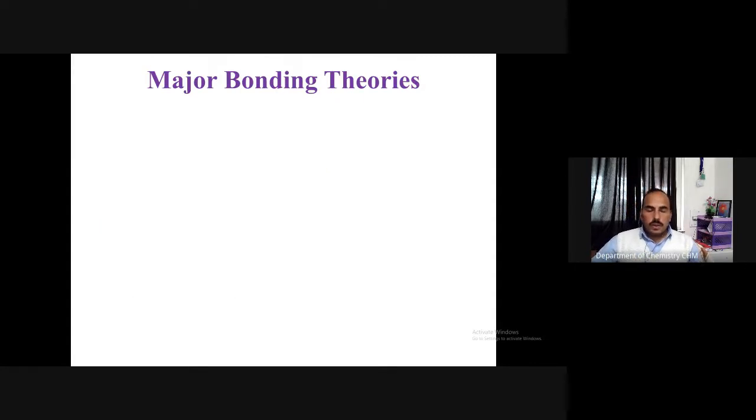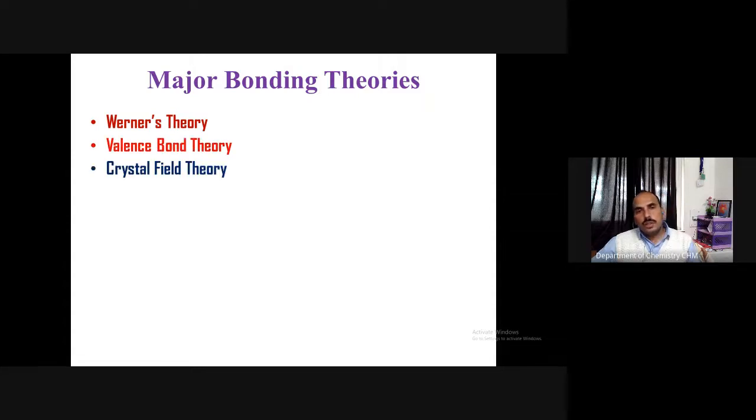Now, after that introduction, we can come to the major bonding theories. What are the major bonding theories? I told you: Werner's theory, Valence Bond theory, crystal field theory, of course, and molecular orbital theory. We'll be discussing all four in the next few lectures, however many it takes. All right, why do we need these theories? So many theories, why do we need them? Why not just one? We need them because transition metal complexes have so many properties, right? What are those properties?